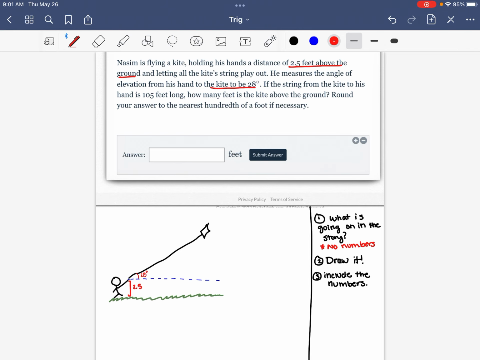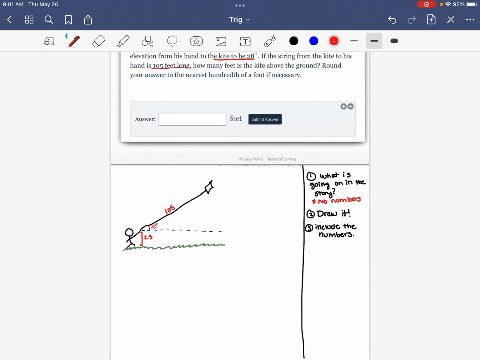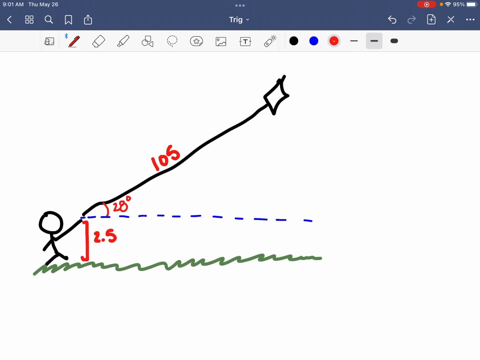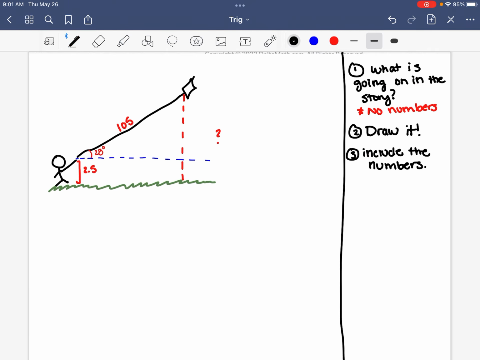If the string from the kite to his hand is 105 feet long, okay, so that's the string from his hand to the kite is 105 feet long. How many feet is the kite above the ground? Okay, so they want to know what this is, okay? So we're trying to figure out how high the kite is up in the air. So since we're working with trig, it's all about triangles, I'm going to find my triangle.